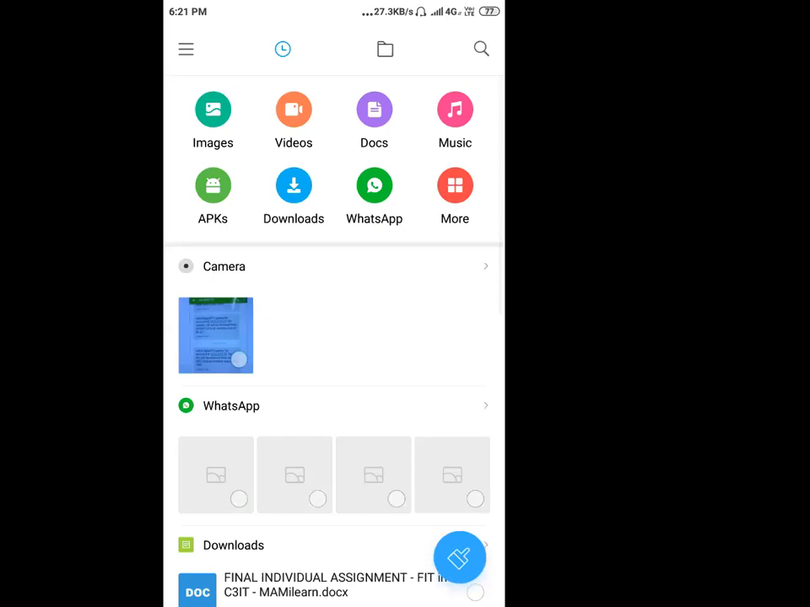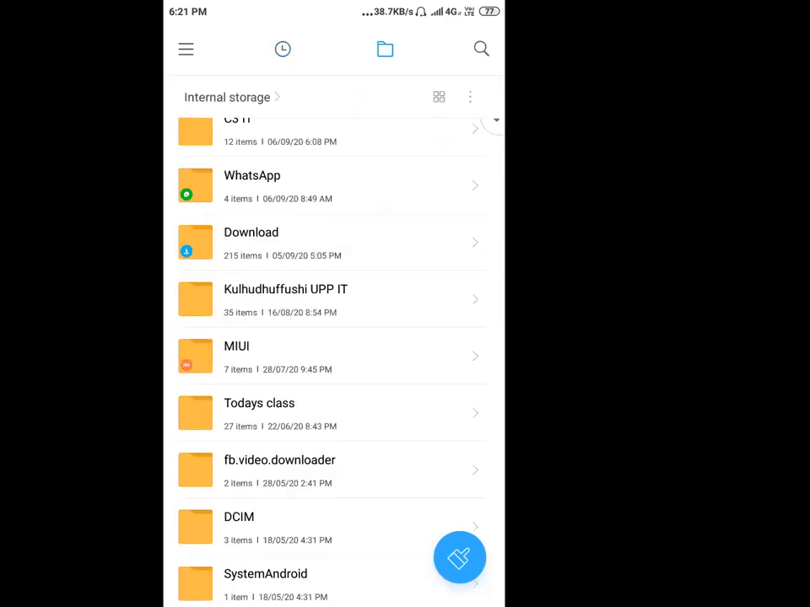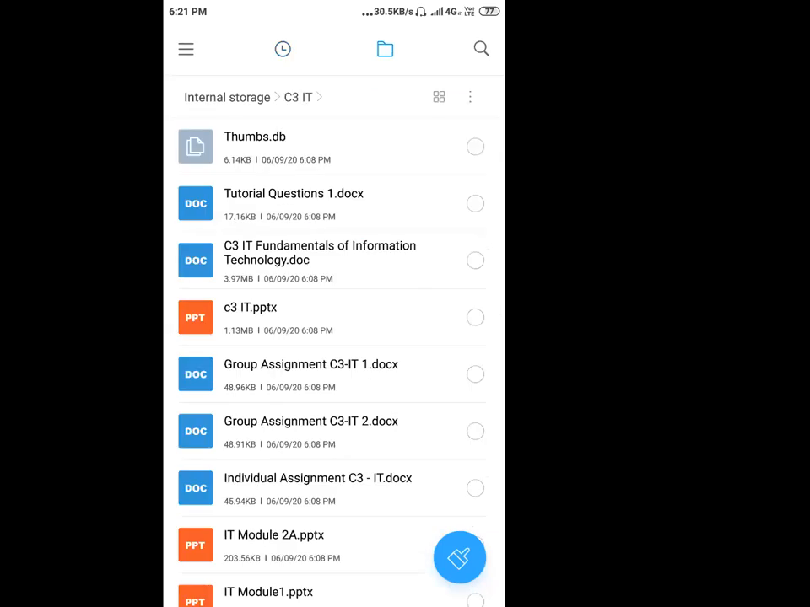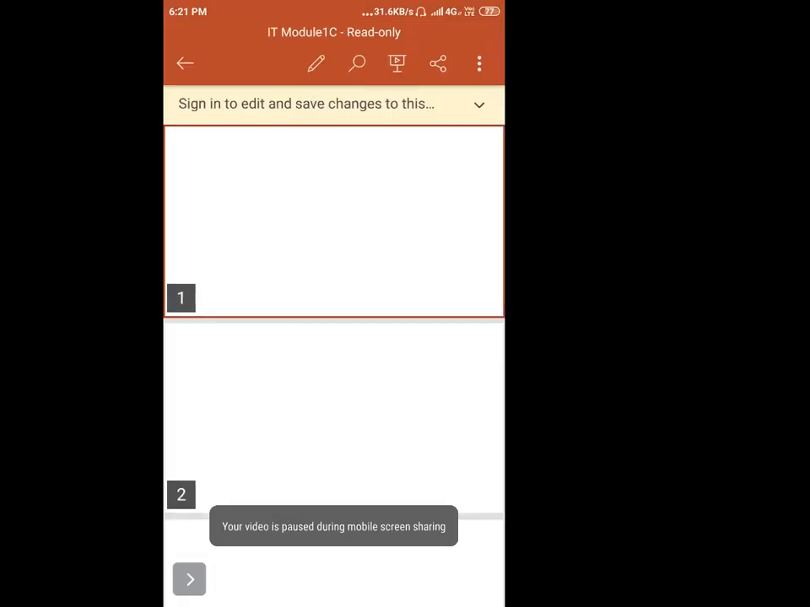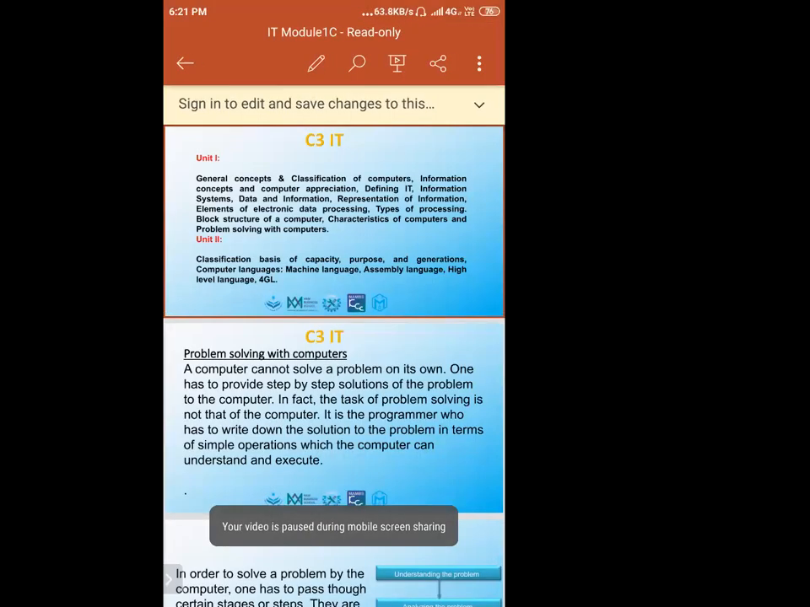Okay, so now today we are going to study about 1C. Hello students. Here is the syllabus. So now we are going as per the syllabus. Here is the syllabus, unit 1 and unit 2. From unit 2, the last one is problem solving with the computer.